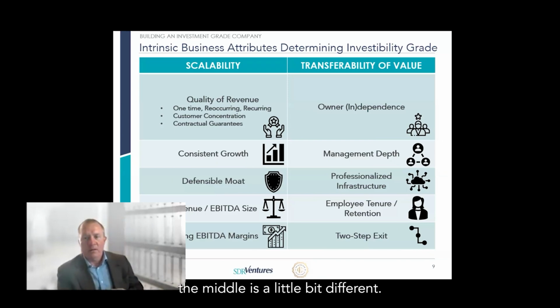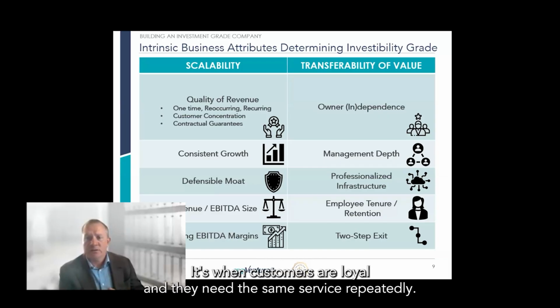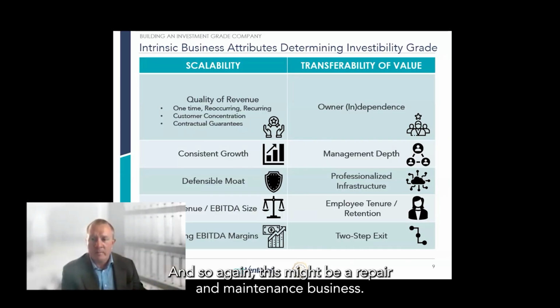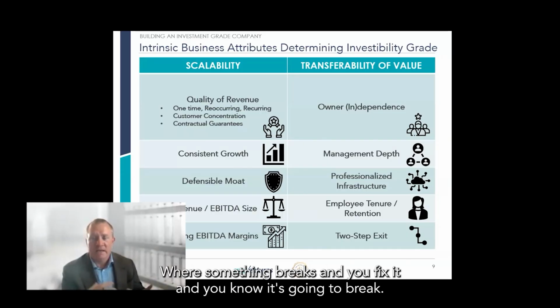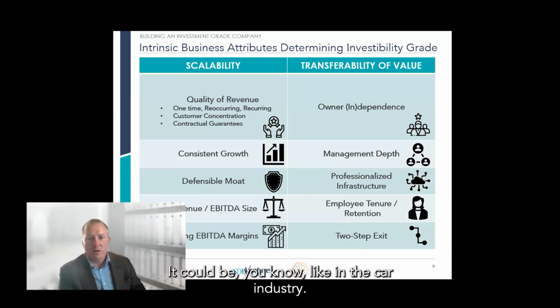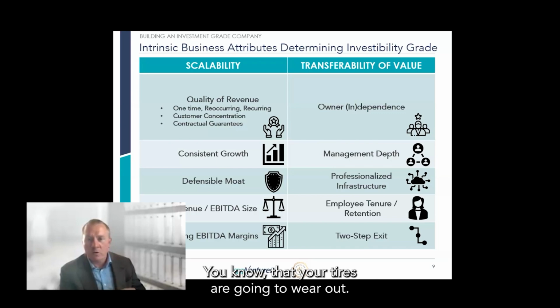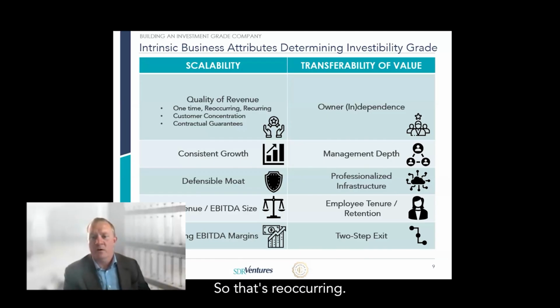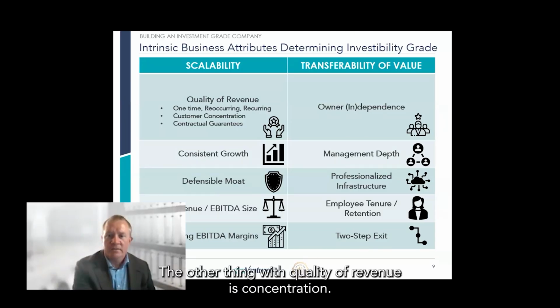Reoccurring, with the O in the middle, is a little bit different. It's when customers are loyal and they need the same service repeatedly, but the cadence of that service is somewhat dynamic and not always known, right? Again, this might be a repair and maintenance business where something breaks and you fix it, and you know it's going to break, you just don't know when. It could be the car industry, right? You know that your tires are going to wear out, you don't know exactly when. You know you need an oil change, but it depends how far you drove. So that's reoccurring.